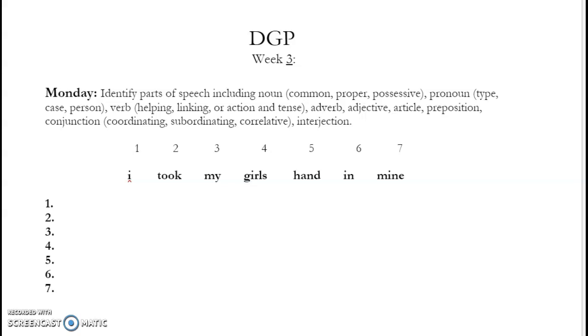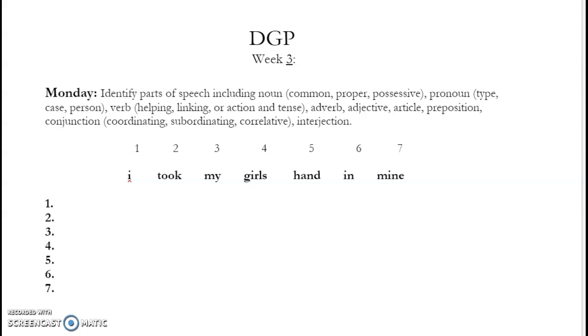So, looking at our sentence, the first thing we need to do is identify our nouns. Nouns are person, places, or things or ideas, okay? So once you identify your noun, you need to decide, is it common, proper, possessive? A common noun is something that's not specific. A proper noun is something that is specific. For example, a common noun is like coffee. A proper noun is like Starbucks because it's more specific, saying where the coffee is coming from. And possessive shows ownership with an apostrophe s.